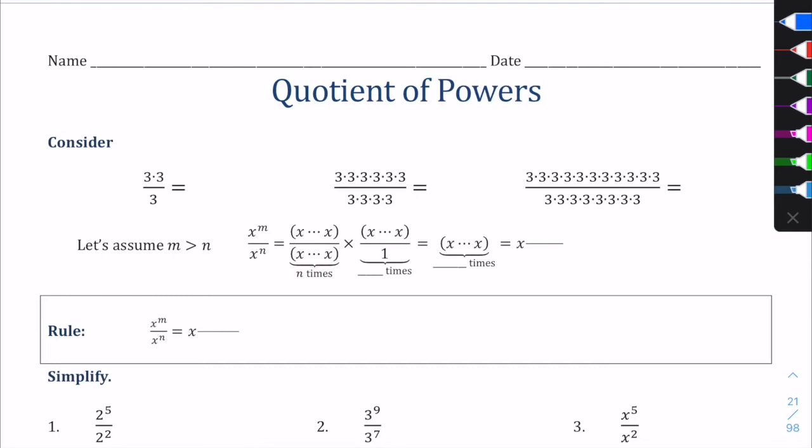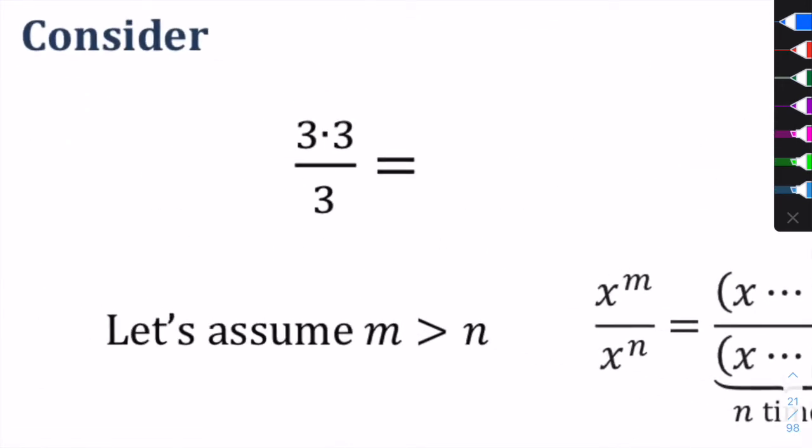Hello everyone, welcome to this lesson on the quotient of powers property of exponents. Okay, so let's consider 3 times 3 divided by 3. Well, we could certainly go ahead and say 3 times 3 is 9 and divide it by 3 and get 3. But we could also go about this by thinking that we've got 3 on top and bottom. They can cancel or form a 1. And so we are just left with 3.